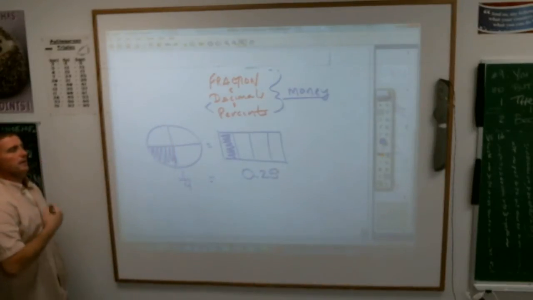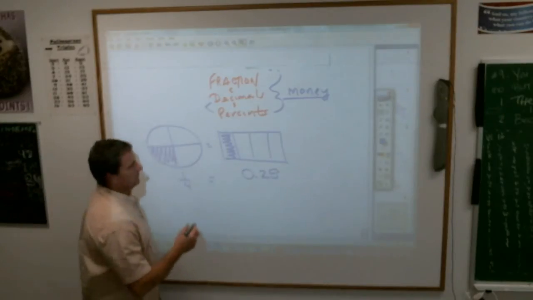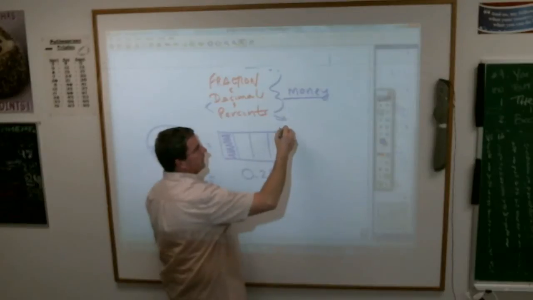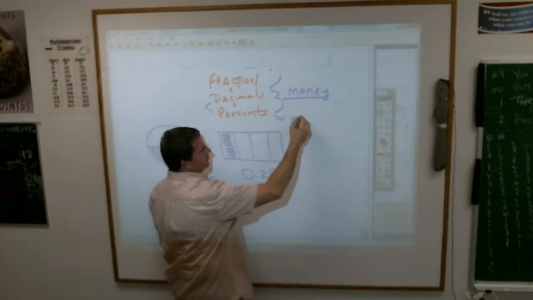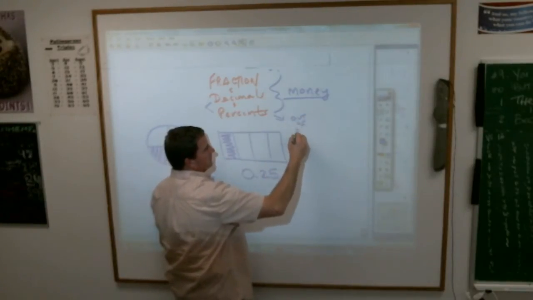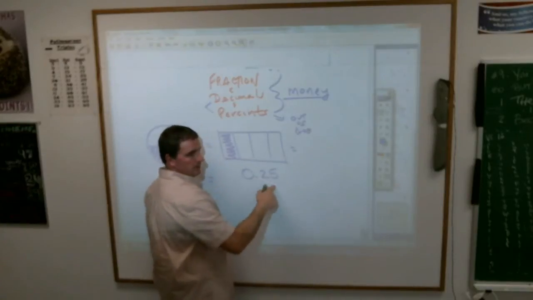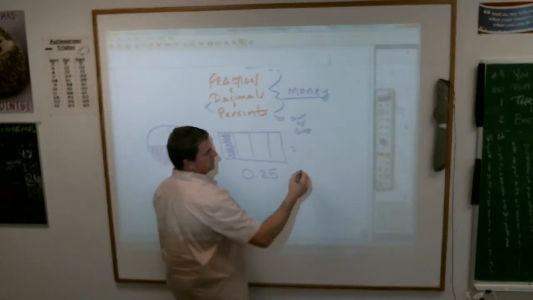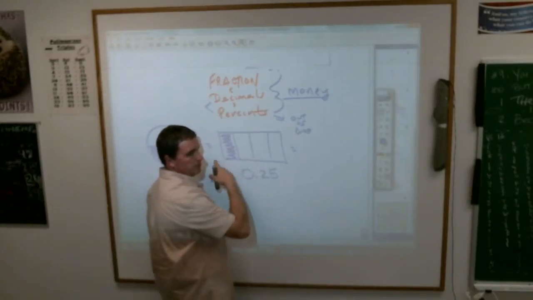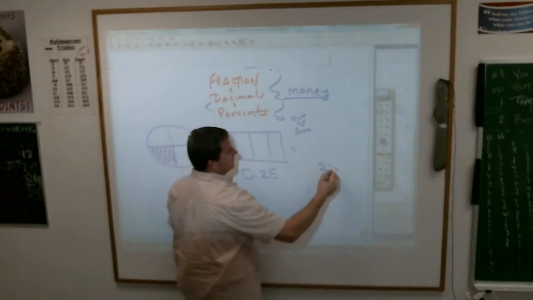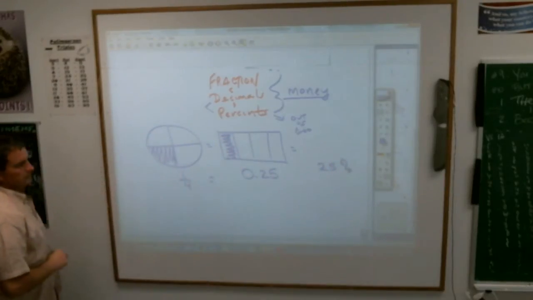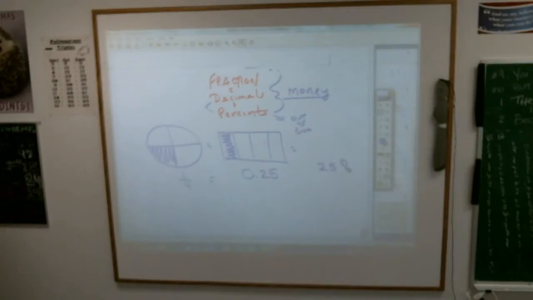Okay? And then the nice thing about that is percents, which mean out of 100, that's what the word percent means. If you know what this decimal is, that is the same thing as what the percent is. Guess what percent a quarter is? Yeah, it's 25%. 25 out of 100. So there's that relationship that we have between all of those.